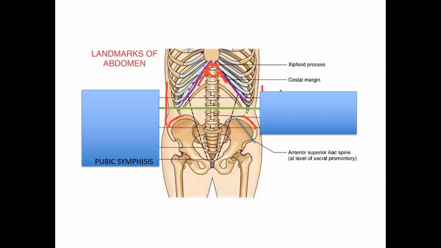So in this picture, as you can see, there are multiple landmarks highlighted with different colors. Let's start with the xiphoid process. As you all know, the xiphoid process is basically the terminal part of the sternum, and the abdominal cavity extends from the xiphoid process till the pubic symphysis, which lies at the region of the coccyx.